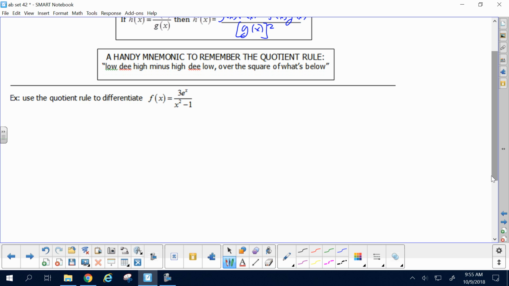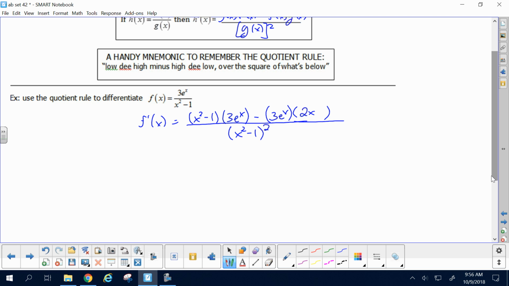Now then, with the quotient rule, you can do derivatives of quotients, obviously. So, for example, if I wanted the derivative of f in that first example, I'm going to draw a big old fraction, and I start with low. Low is x squared minus 1 in parentheses. D high is the derivative of the upper function, which is the same, 3 to the x. Minus high. High is the same. D low, the derivative of the lower function, is 2x, over the square of what's below, which is the quantity x squared minus 1 quantity squared. That's the quotient rule. Leave it like that.